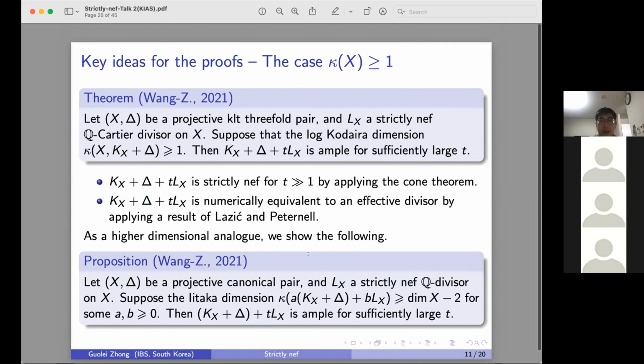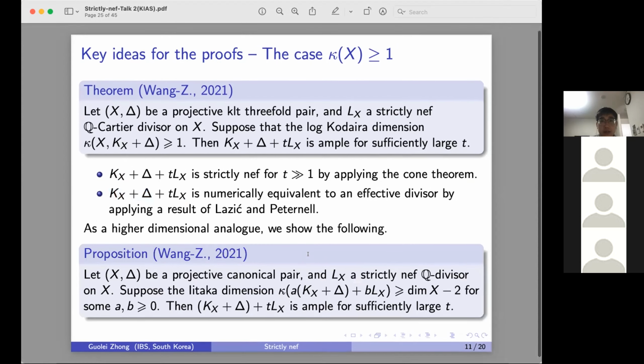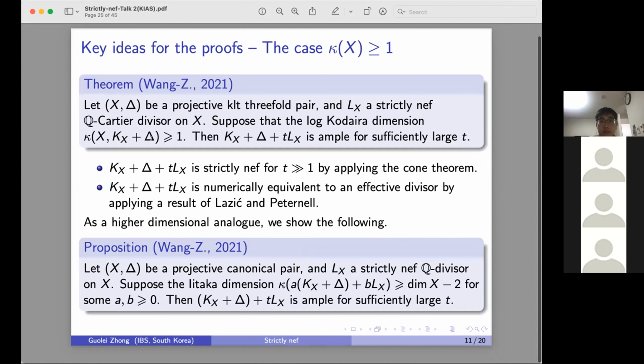Sorry. So your assumption is that K_X + Δ has at least one-dimensional sections, right? Then is it true that if a divisor has a one-dimensional section plus a strictly nef divisor, it still has a section, or is there a counterexample here? You mean a strictly nef divisor plus an effective divisor? I see what you mean. Maybe this part is difficult.